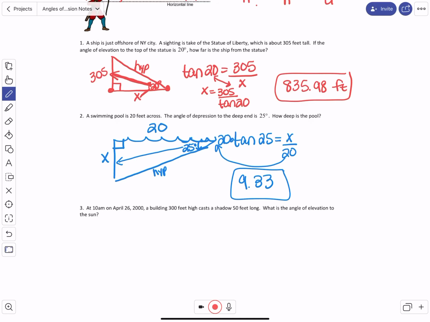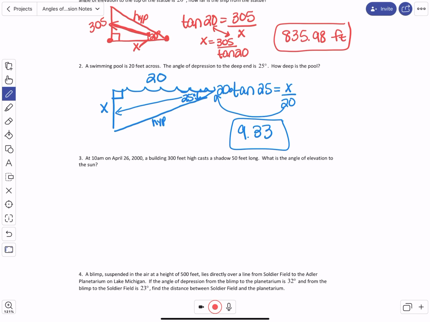All right, my next problem. At 10 a.m. on April 26, 2000, a building 300 feet high cast a shadow 50 feet long. Well, think about where you would see a shadow. You're going to see a shadow on the ground. Okay, so the shadow is 50 feet long. What is the angle of elevation to the sun?